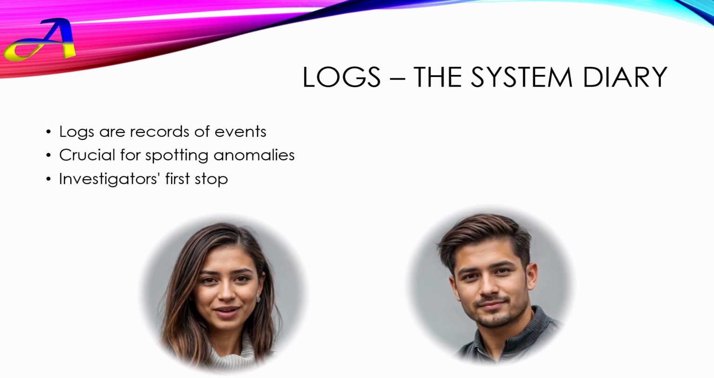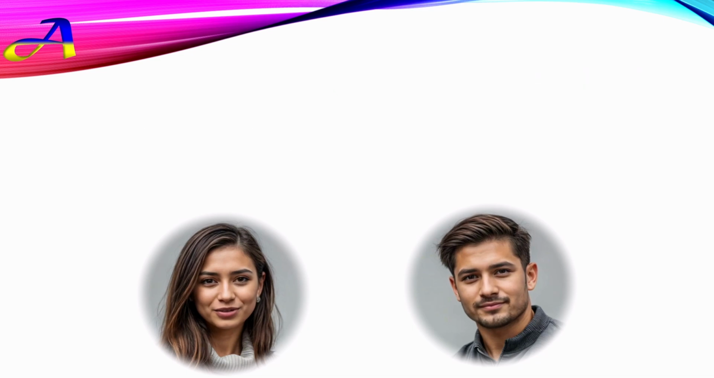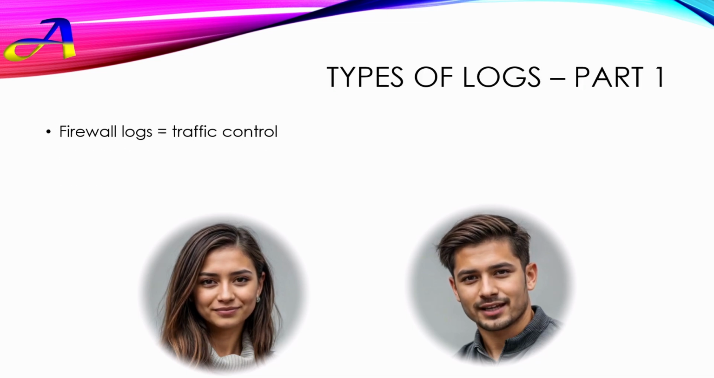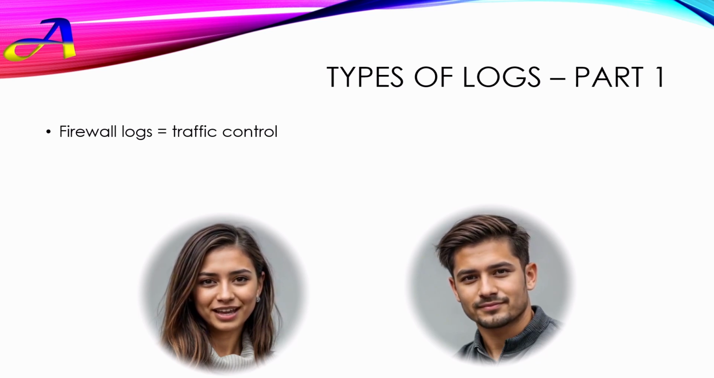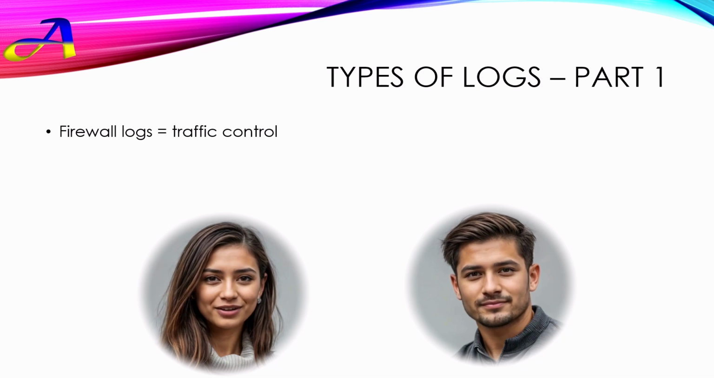Pretty much. And like witnesses, there are different kinds of logs, each focusing on a specific area. Our sources point out a few really key ones. Like firewall logs. That sounds important, like it's guarding the main door. That's a perfect analogy. Firewall logs are basically the bouncer's notes. They track who tried to come in or go out of the network. They log the traffic source, destination IPs, ports, protocols.